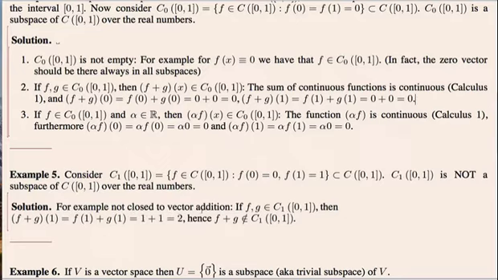Let's consider vector addition. If you consider two functions f, g from the C1 set, then when you add together f plus g and you evaluate this at 1, you get f of 1 plus g of 1, which is 1 plus 1 equals 2. That means that the sum function at 1 has value 2. That means this is not in the C1 set, because the function value at 1 is supposed to be 1. So the sum is not in C1. That means this set C1 is not closed under vector addition.